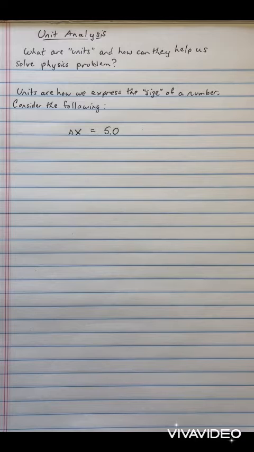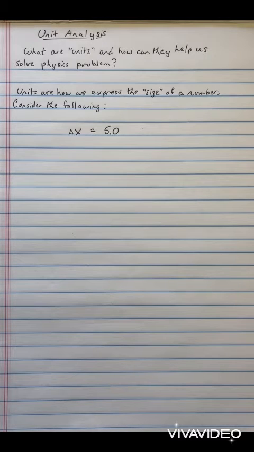Today we're not looking at an individual problem so much as how to set up problems with some background knowledge, and that background knowledge will be unit analysis and units. So what is a unit and what is unit analysis, and what advantage do those things hold for us when we're trying to set up physics problems?